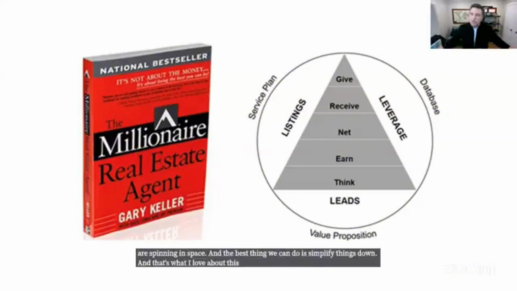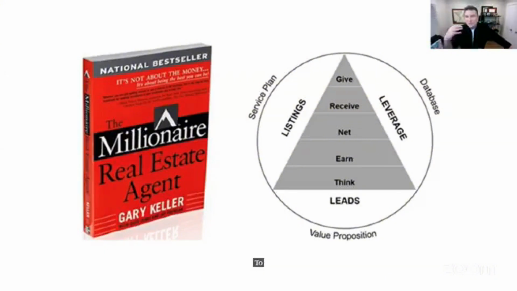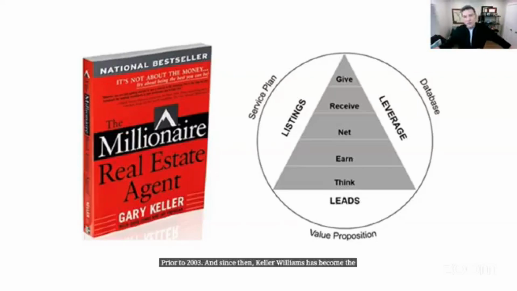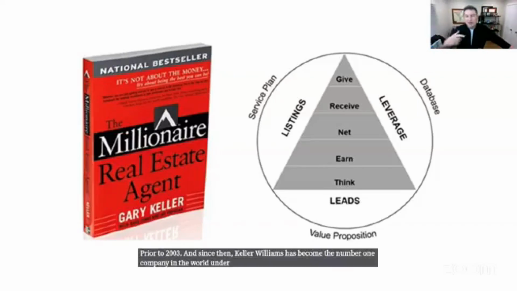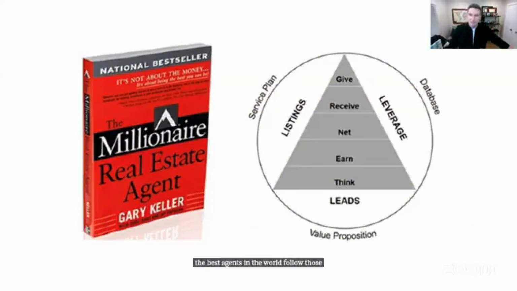This book, to John's point, was built off of interviews of the very best agents in the industry prior to 2003. And since then, Keller Williams has become the number one company in the world under one brand because the best agents in the world follow those models because they're still timeless and proven.